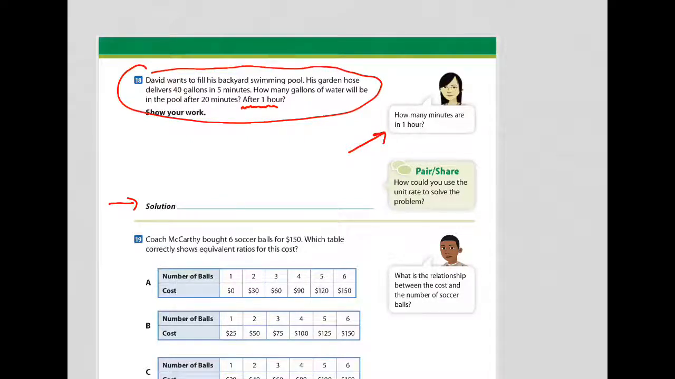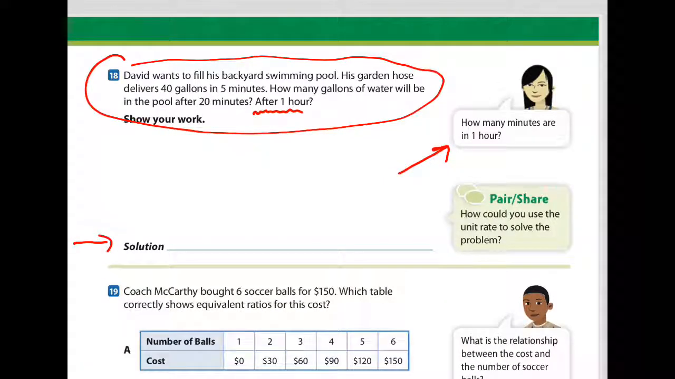All right, so let's see how you did. So I'm going to start out here. I'm in the mood for a purple pen. So I'm going to start by reading it. It says, David wants to fill his backyard swimming pool. His garden hose delivers 40 gallons in 5 minutes.